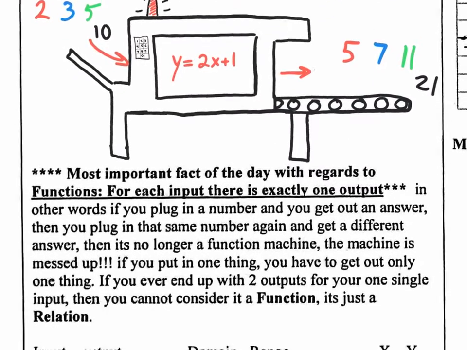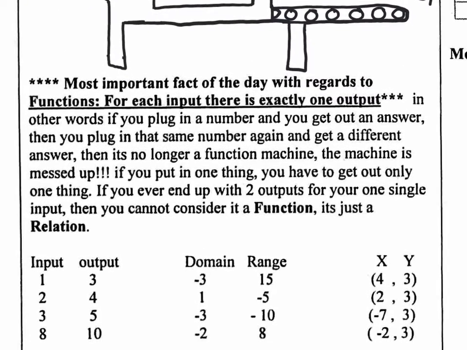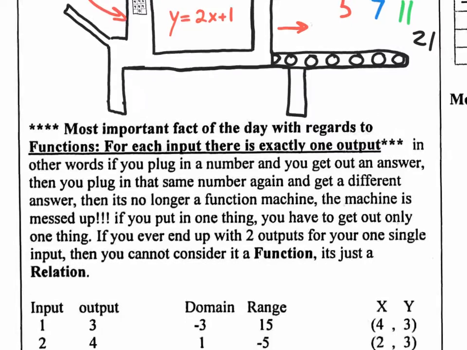Let's jump down here. The most important fact of the day with regards to the functions. We have to know this, guys. We have to memorize this. For each input, there's exactly one output. In other words, if you plug in a number and you get out an answer, then you plug in that same number again and you get out a different answer, then it's no longer a function machine. The machine's messed up. If you plug in one thing, you have to get out only one thing. If you ever end up with 2 outputs for your one single input, then you cannot consider that a function. It's just a relation.